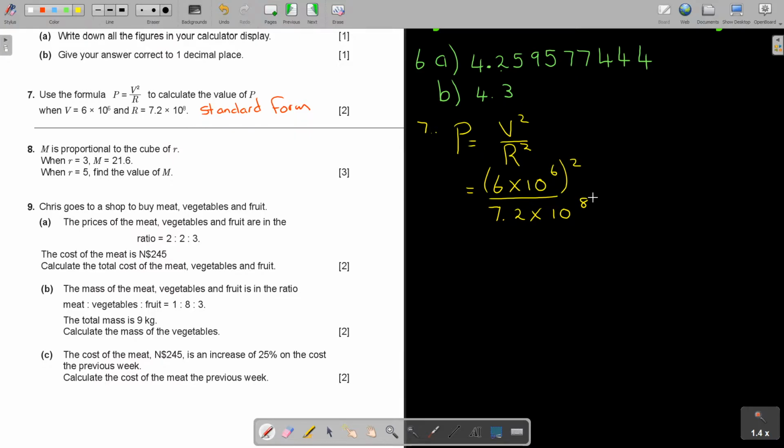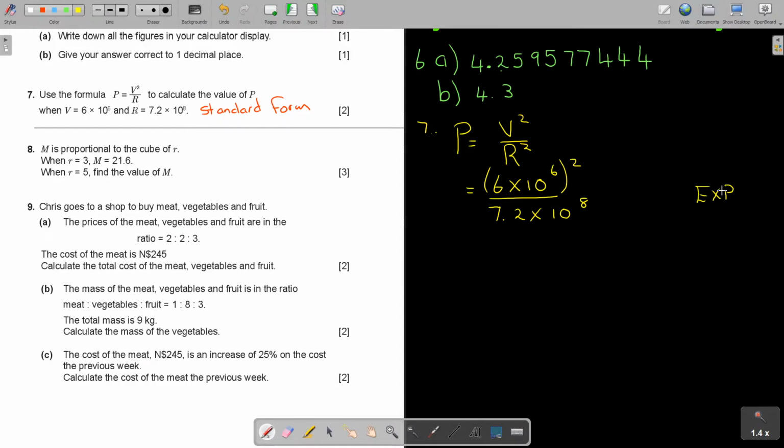I just want 6. And then just search for that EXP key on your calculator. Okay, and then press 6 again. And then square that result. And then divide by 7.2, then EXP again, then press the 8 and then press equals.